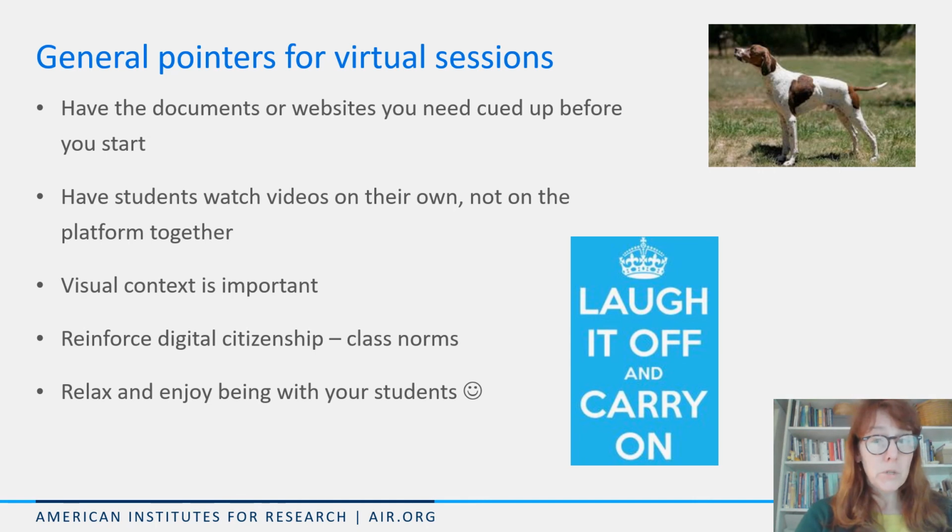You want to remember that visual context is important. Our kids tend to be visual learners, so if you're going to be doing something with them online, make sure you have something visual that they're following along with what you're saying out loud. This could be virtual manipulatives, or a virtual whiteboard that they're looking at, something that gives them a visual cue in addition to the auditory cue.